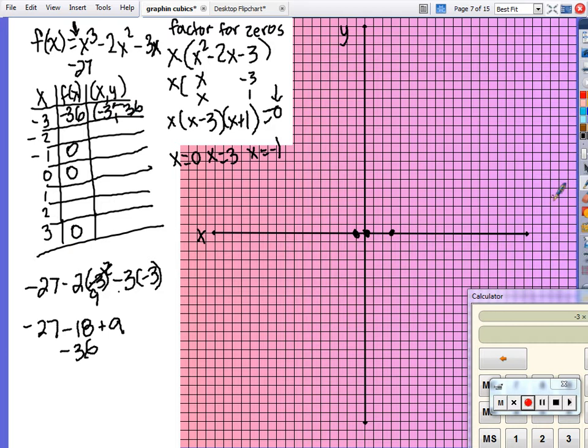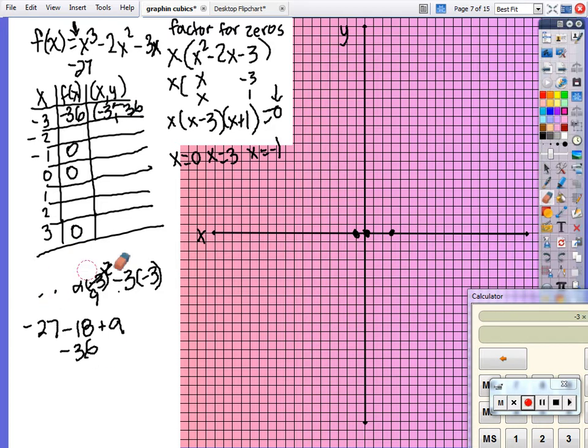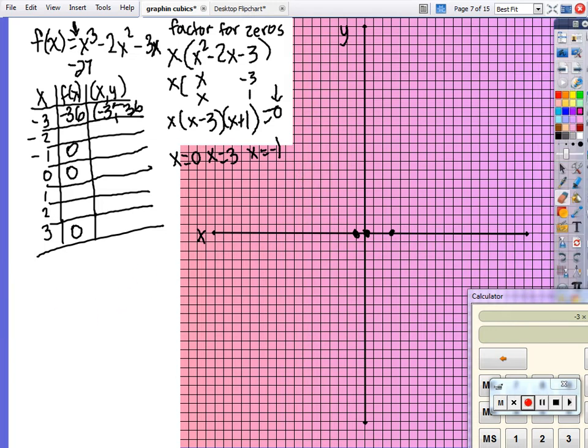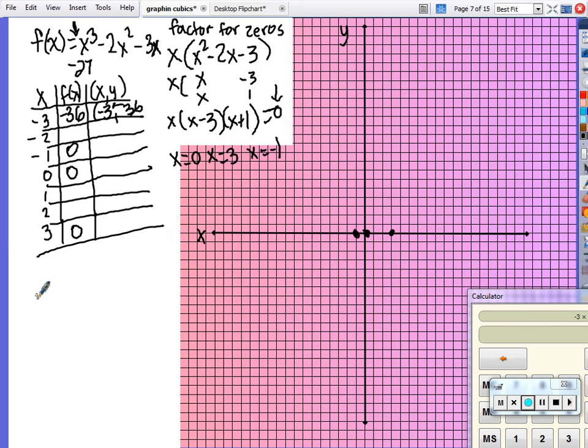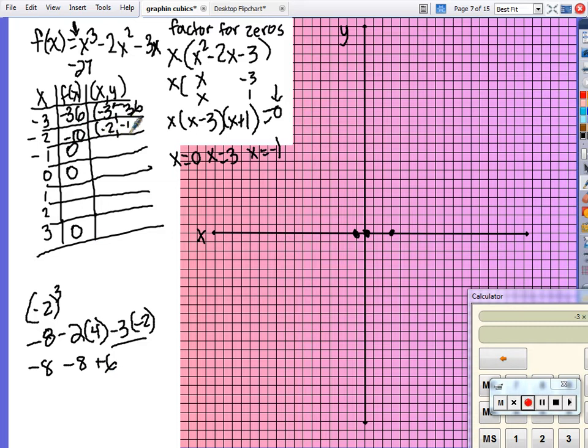We plug in the 2. And guys, there really is no way around it when we have these types of problems to solve. So we plug in the negative 2. Negative 2 cubed, oh, I'm sorry, that's negative 8. We already know that. Minus 2 times negative 2 squared is 4. Minus 3 times negative 2. So that's negative 8 minus 8 plus, that's positive 6. So negative 16 plus 6 is negative 10. So negative 2, negative 10.